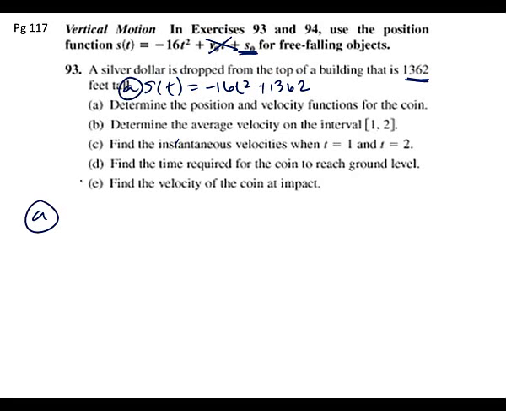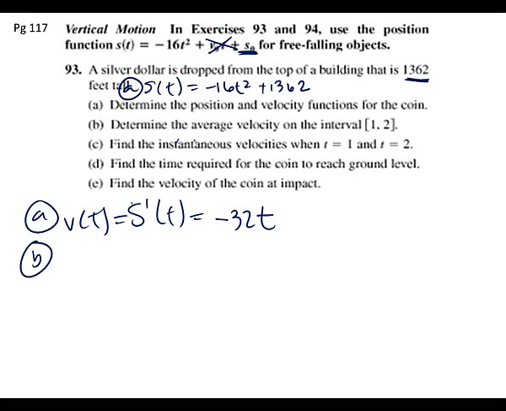All right, so the velocity function, what do I have to do to the position to get velocity? Find the first derivative. So what's the derivative of 16t squared? Good, and the derivative of 1362? 0. All right, so we've got the position and the velocity. Part B says determine the average velocity. Average velocity means use the slope formula. Okay. So we're going to take this and plug it into here to get our y values. And then I do 2 minus 1 on the bottom.